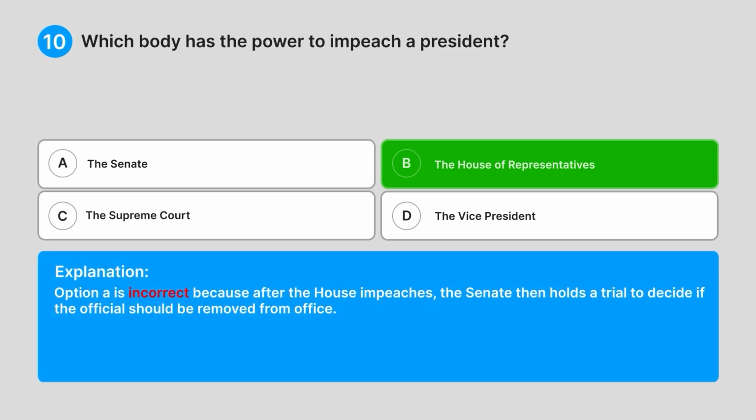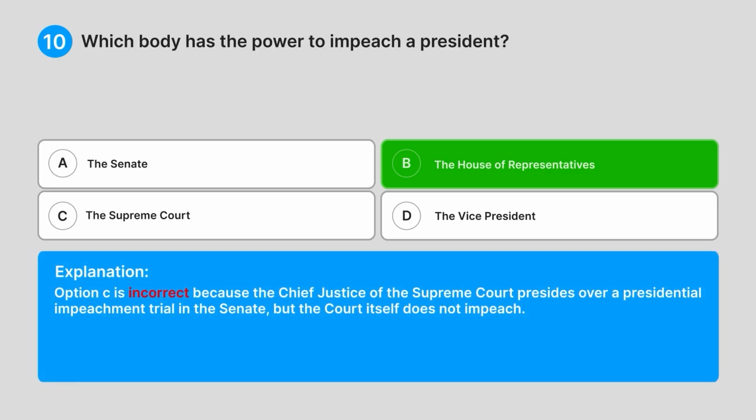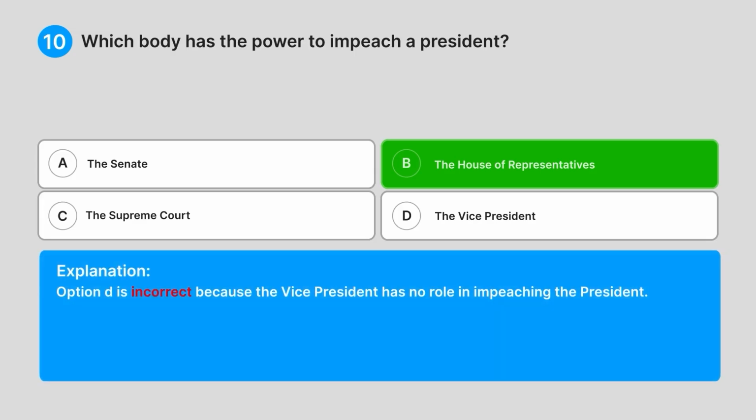Option A is incorrect because after the House impeaches, the Senate then holds a trial to decide if the official should be removed from office. Option C is incorrect because the Chief Justice of the Supreme Court presides over a presidential impeachment trial in the Senate, but the court itself does not impeach. Option D is incorrect because the Vice President has no role in impeaching the President.